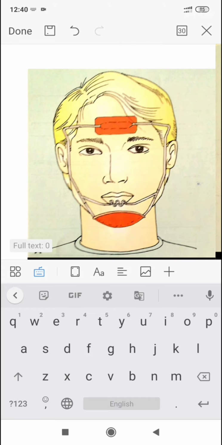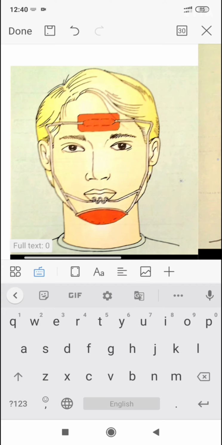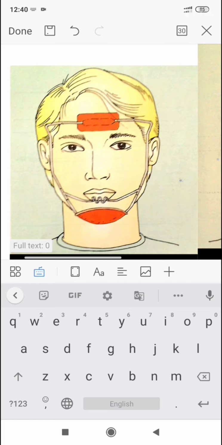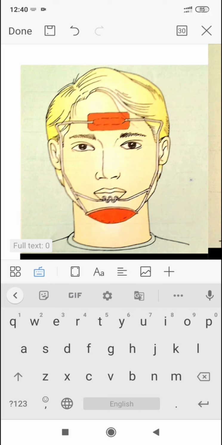So, orthopedic appliances. Orthopedic appliances use heavy forces to bring about skeletal changes. They are used in correction of skeletal discrepancies. The various orthopedic appliances that I will be discussing are headgear, chin cup and face mask.